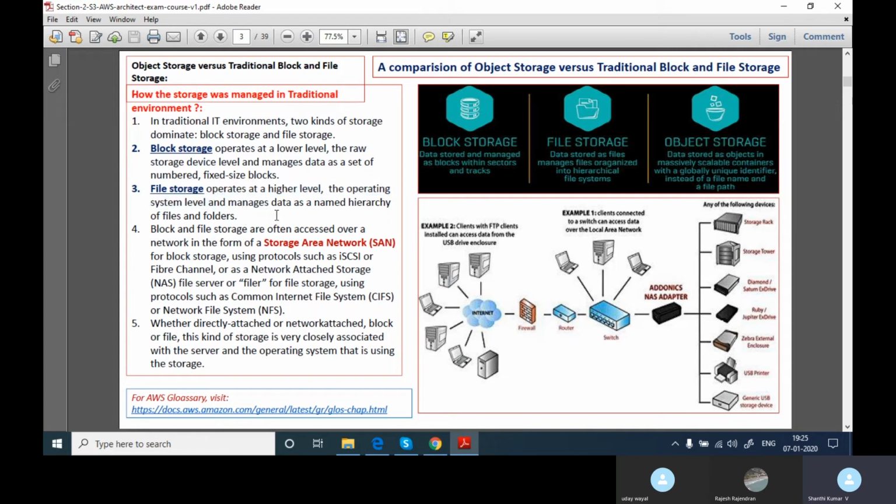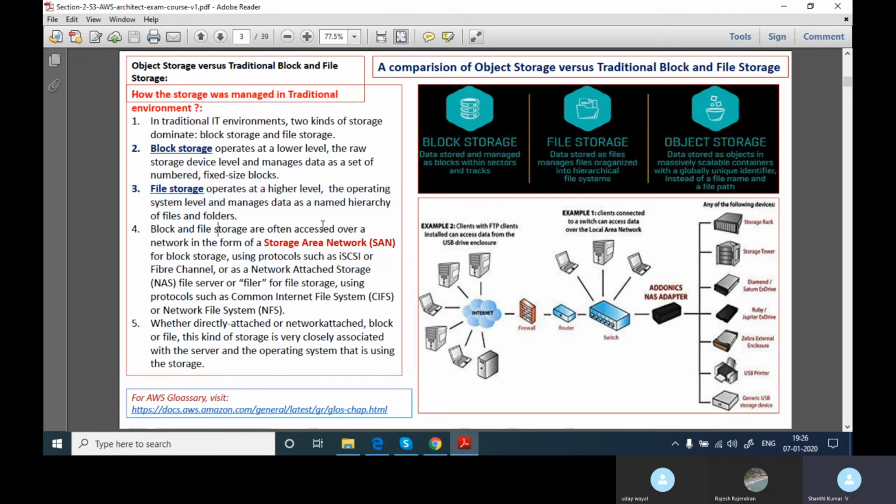It is a very slow process if you want to store the files in tapes, compared with the file storage concept. File storage operates at a higher level, the operating system level, and manages data as a named hierarchy of files or folders. Like I discussed with you, a hierarchical structure will be there like a tree structure. You need to create the folder structure, and in each folder you can store different files, and those can all be taken as a backup easily, as a root folder kind of backup. And later on you can restore that in a particular location also.